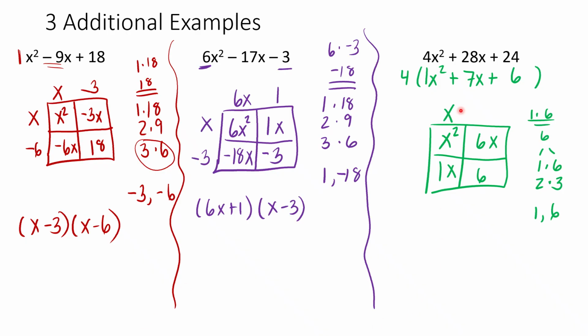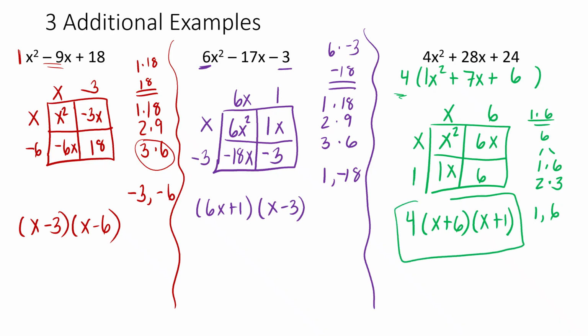And now the rest of this I can do by multiplication. So x times what gives me x squared? That's got to be x. x times what gives me 6x? That's a 6. x times what gives me 1x? Well, that would be 1, and 1 times 6 is 6. So my factors are the base of x plus 6 and times the height of x plus 1. And don't forget that 4. We had that 4 from the beginning. So you want to list all those factors. If you grab that 4 at the beginning, you want to make sure that you list it with the final factorization at the end.